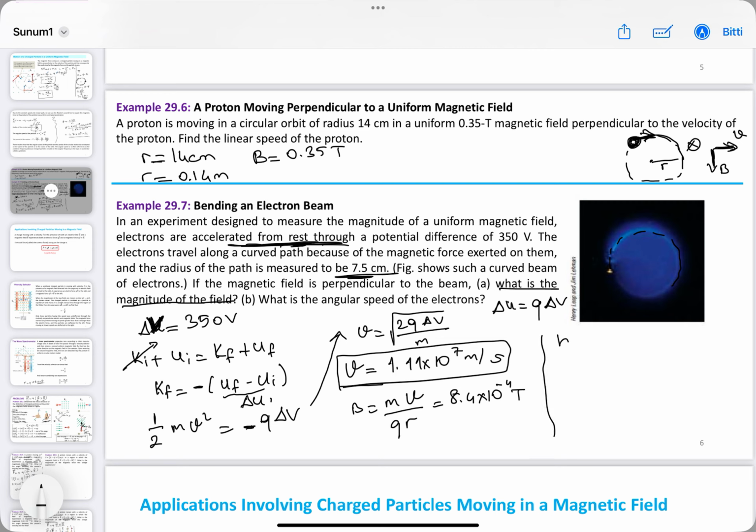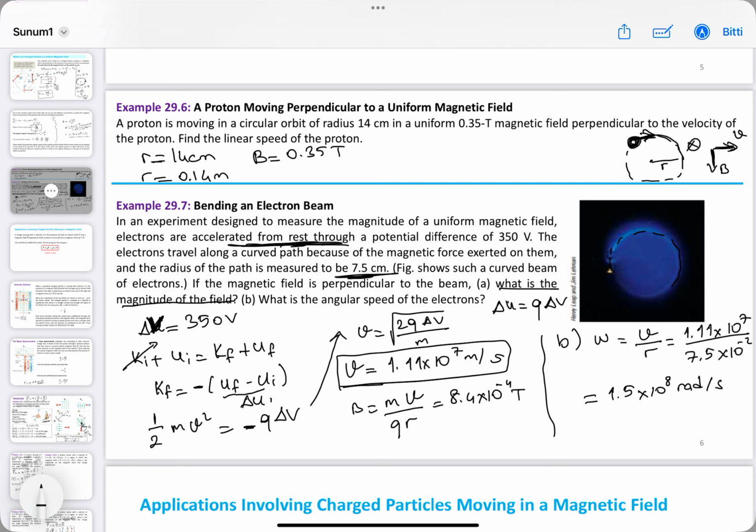Okay, look at part B. What is the angular speed of the electrons? Angular speed is velocity over r. We already know the velocity. We already calculated it. Over the radius, which is 7.5 multiplied by 10 to the minus, because I have to convert centimeter to meter. And then the result will be 1.5 multiplied by 10 to the 8 radian per second. It's okay. I hope you don't have any problem.